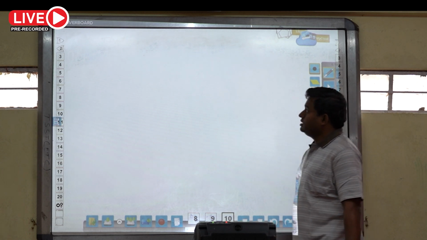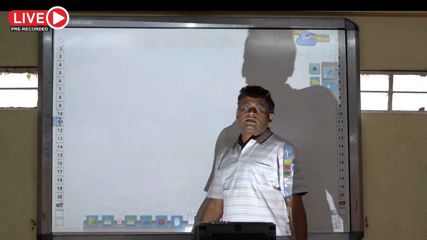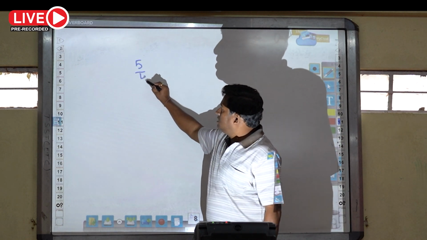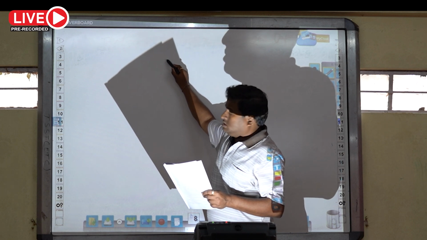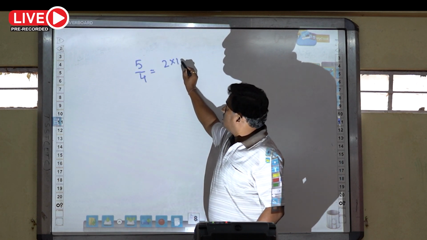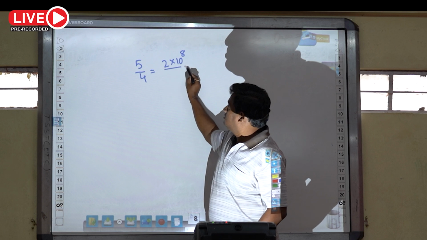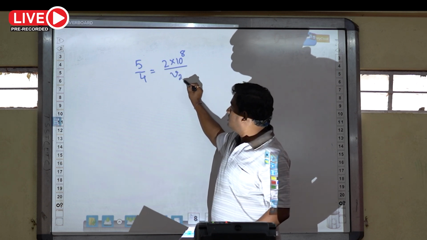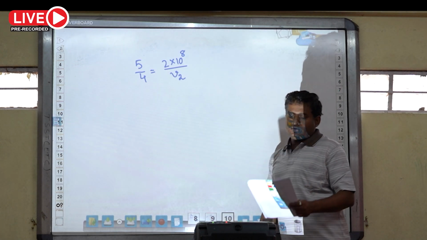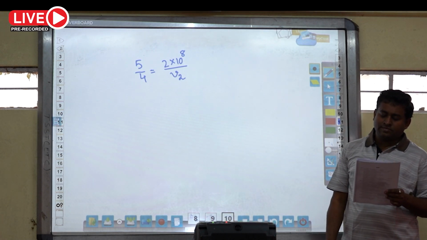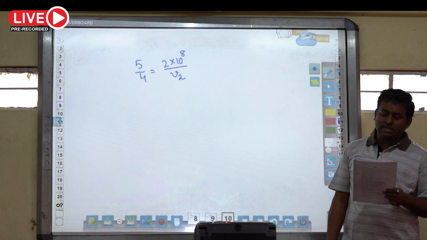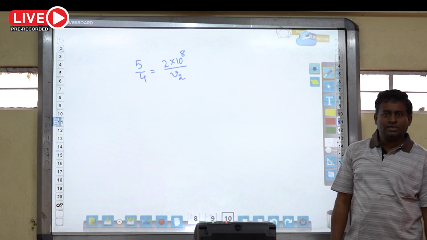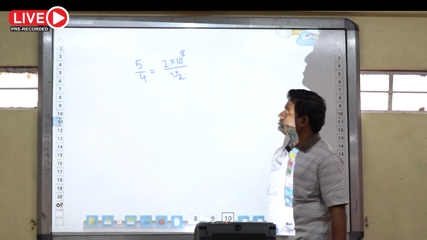Refractive index is defined by the ratio of the speed of light. So it will be 5 by 4 equal to 2 into 10 to the power 8 by that medium. Say first medium is 1, second medium is 2. So first medium speed of light is given. In the other medium the speed of light is v2. Then calculate v2.